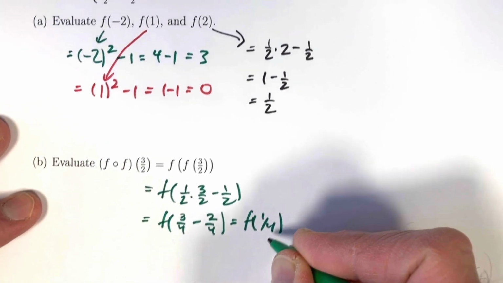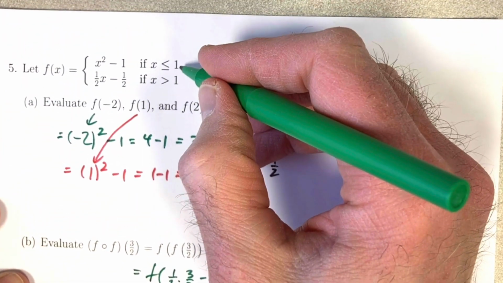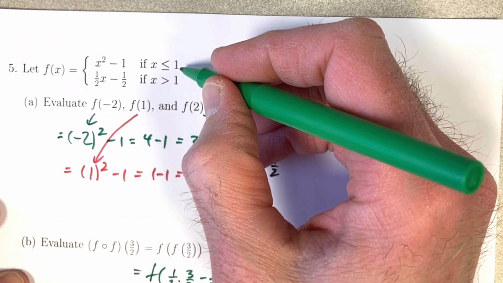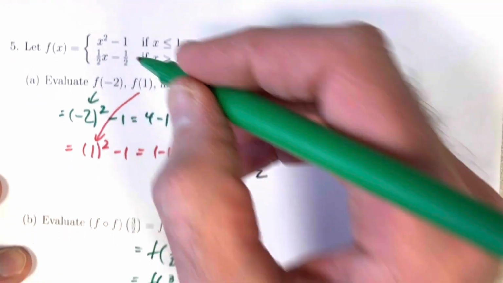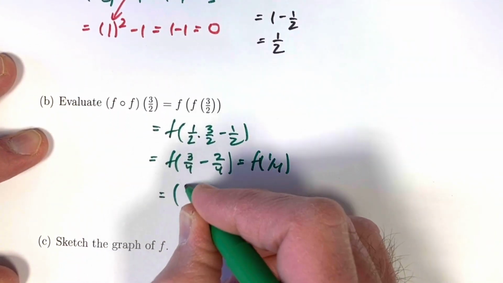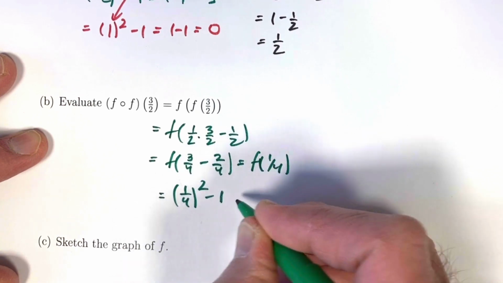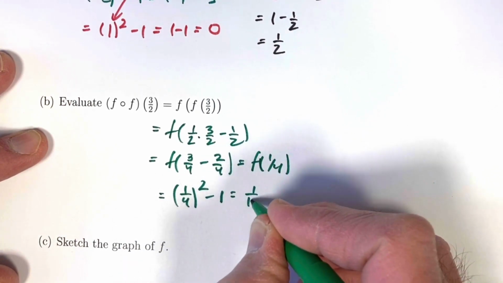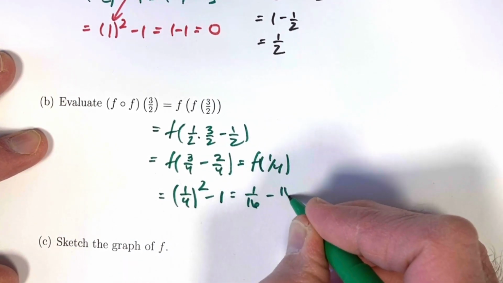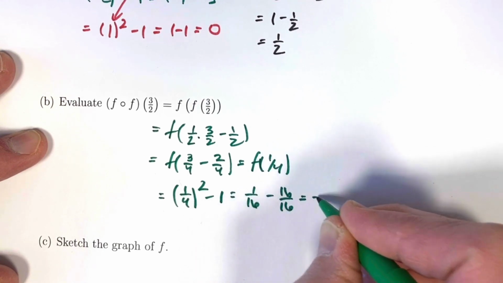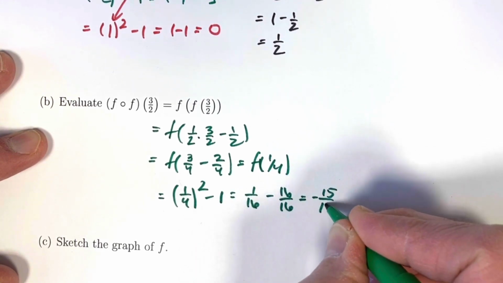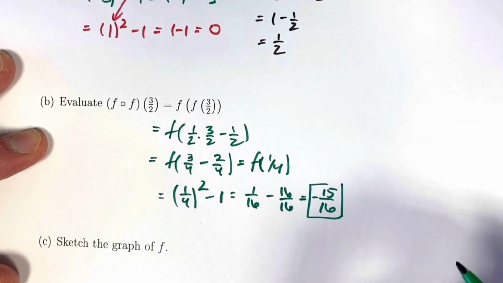1/4, however, is 0.25. In the first case, that is less than or equal to 1, so I need to use the first formula for that one. So I need to square 1/4 and subtract 1. That gives me 1/16 minus 1, which is 16 over 16. So I get -15/16 for the final answer.